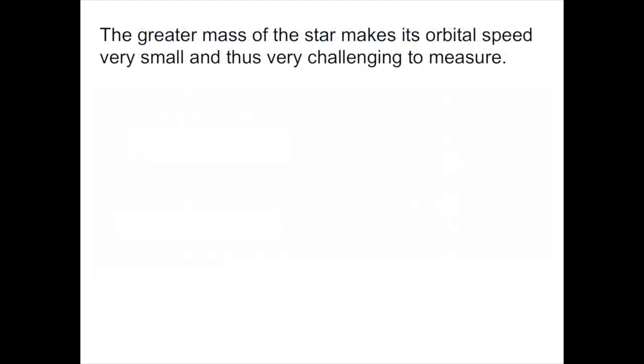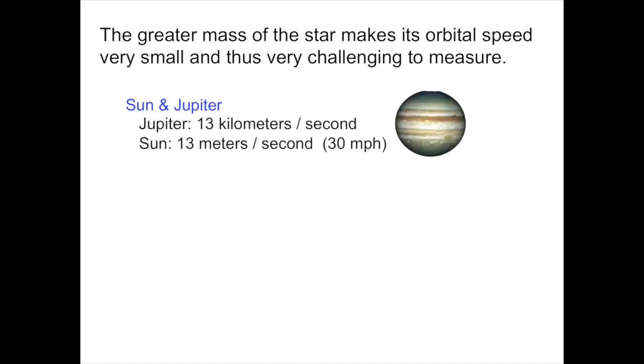The greater mass of the star makes its orbital speed very small, however, and therefore it's very challenging to measure the presence of a planet using the Doppler wobble method. Let's look at some numbers to see what we would expect. If we were looking at the solar system from a long ways away, the effect of the Doppler wobble due to the common motion of the Sun and Jupiter about their common center of mass is as follows.